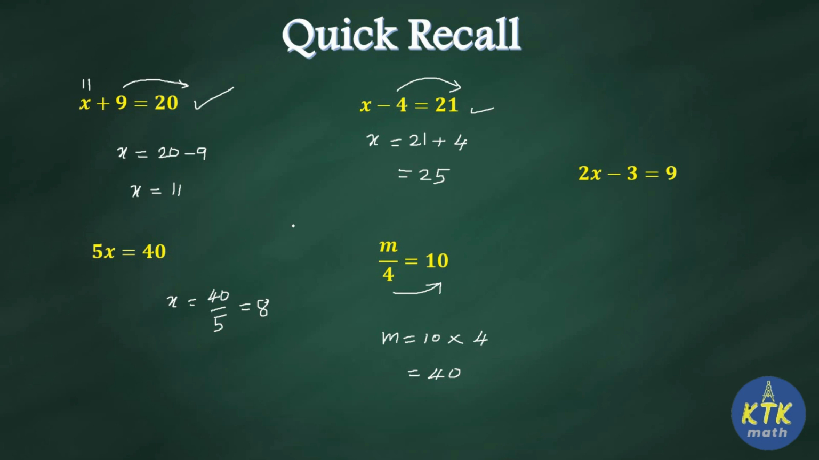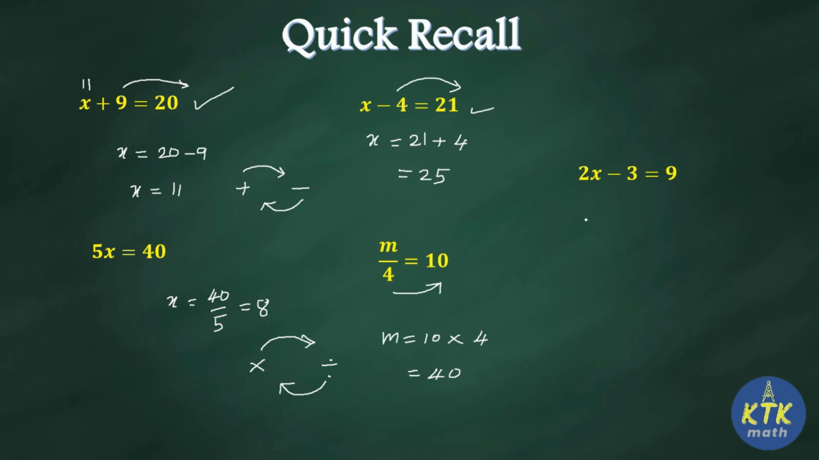So all these are just basic questions on how the symbols are getting interchanged. So plus and minus both will get transformed when it moves to the opposite side. In the same way, multiply and divide, they both will get transformed. Multiply becomes divide and divide becomes multiply.